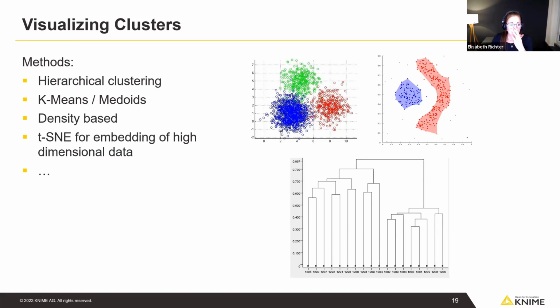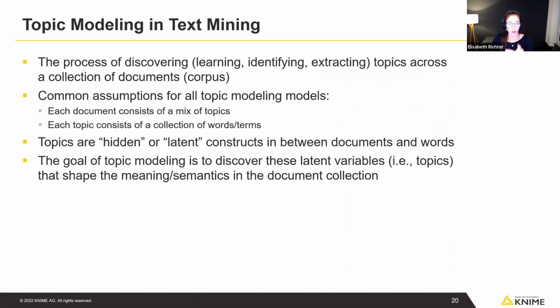One thing I want to highlight here is the t-SNE algorithm, which is not clustering itself, but it is a way to take a super high dimensional data set and boil it down to just 2 or 3 dimensions so that we humans can actually visualize it. So it is basically a method to visualize clusters. These are all the things that we have nodes for in KNIME. But what I want to talk about particularly today is topic modeling in the text mining arena.